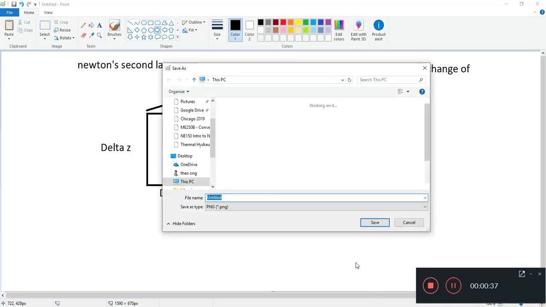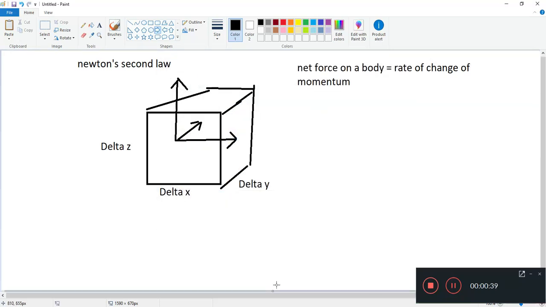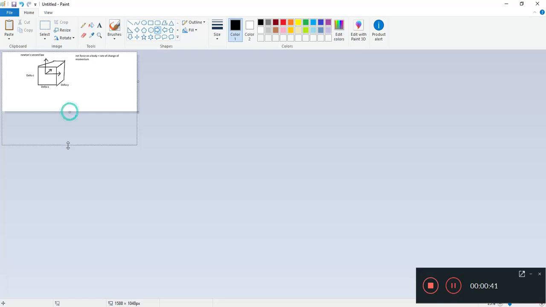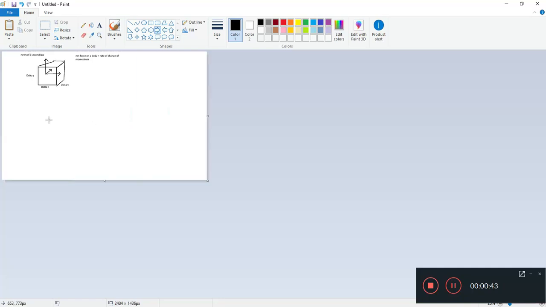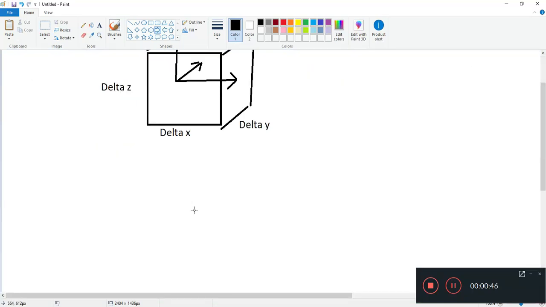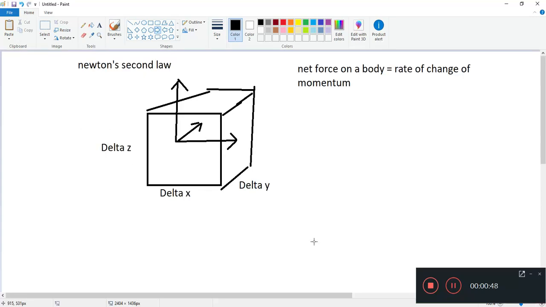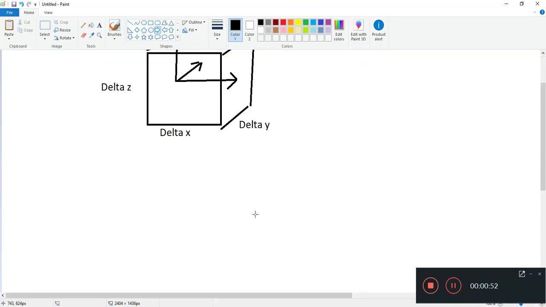We have our cube again. Let's enlarge this to give it some more drawing space. We have our cube again, and we have the delta x, delta y, and delta z. And we want to define some positive directions.